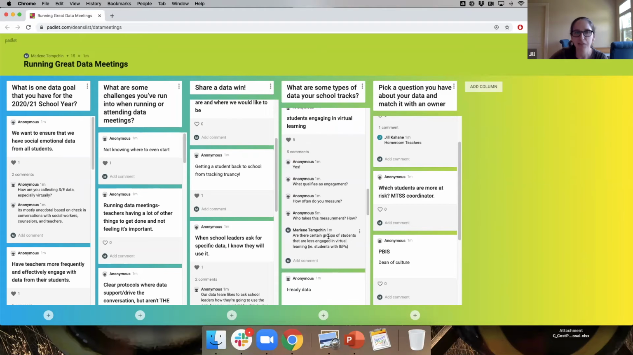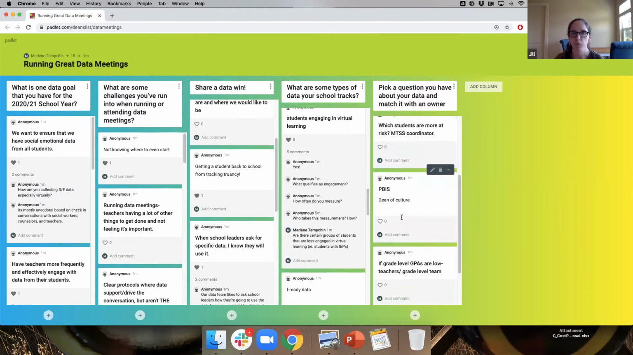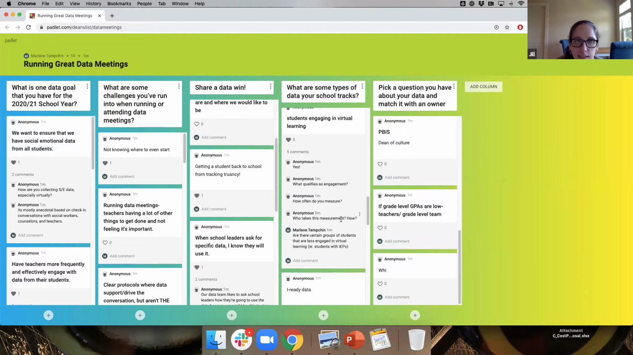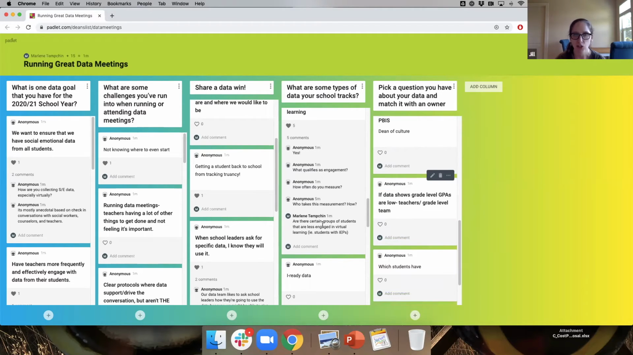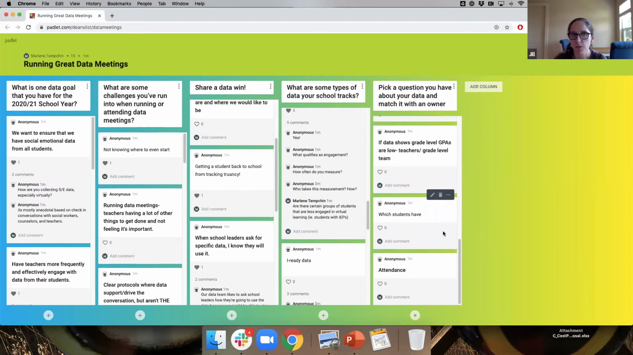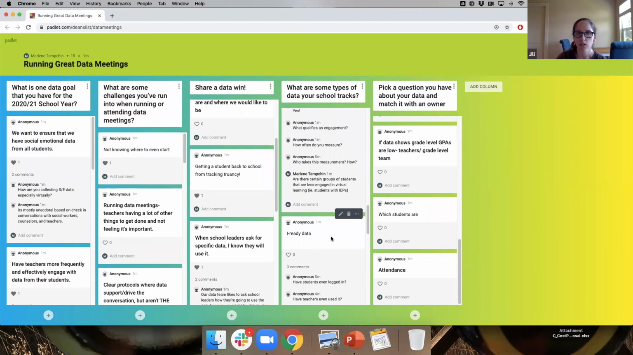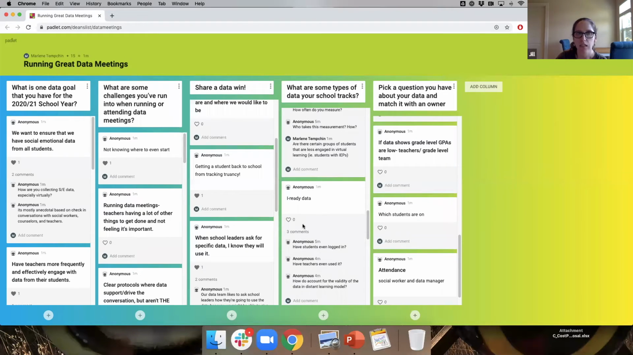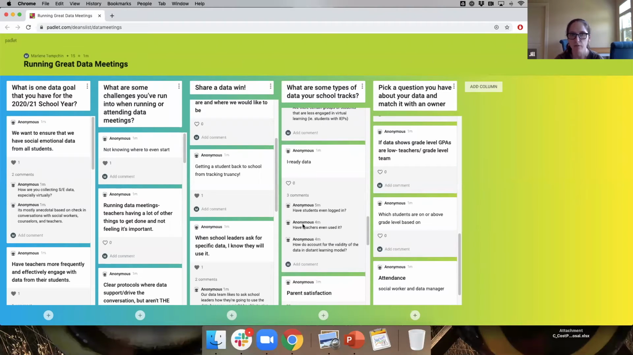Awesome. So I'm seeing for students who are most at risk, the MTSS coordinator may be the sort of point person on that. Low GPAs and grades, or teacher grade level teams. Yeah, really taking a lot of that student specific data and setting up routines and processes to enable teachers and grade level leads and grade level chairs to really be responsible for that information and developing plans for that information.